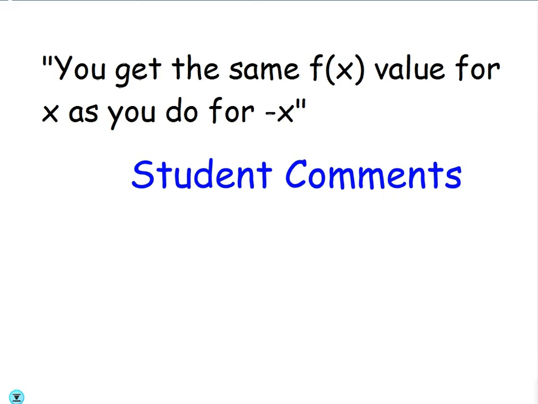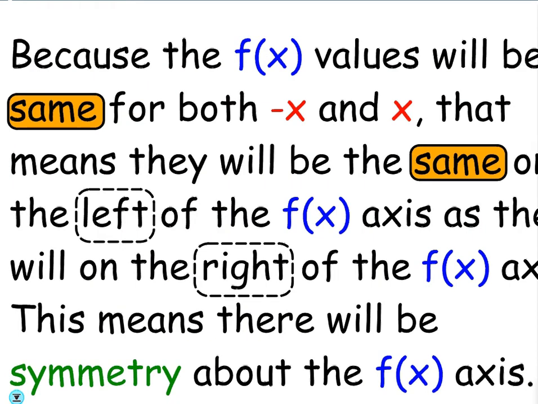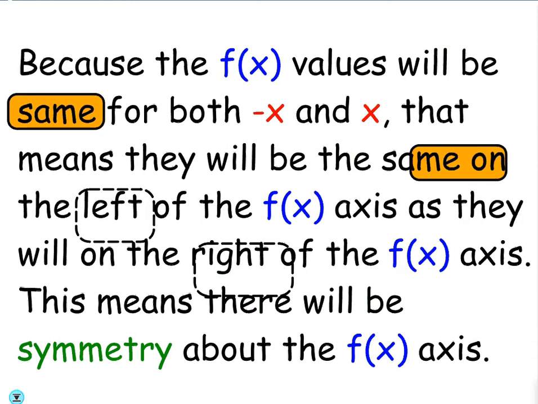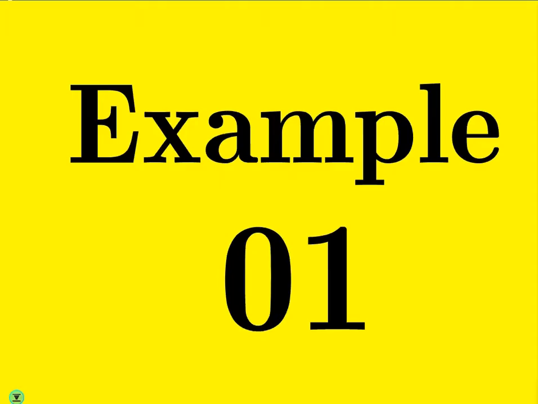You're just looking for that symmetry. Now you don't have to write this down. I'm going to talk about it a little bit. Because the f of x values will be the same for both negative x and x, that means they will be the same on the left and the right. So therefore, in order to be even, it has to be symmetrical about the y-axis. Let's do some examples. In fact, guys, this is so easy, I don't think you really need to take any more notes beyond that. Just make sure it's symmetrical about the y-axis.